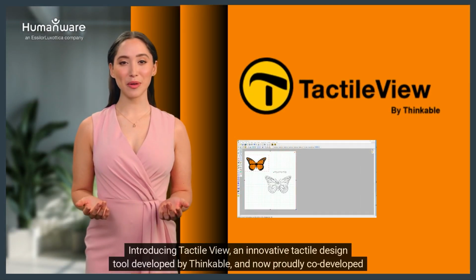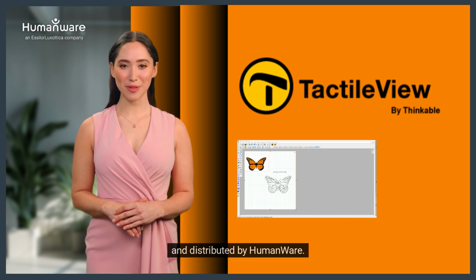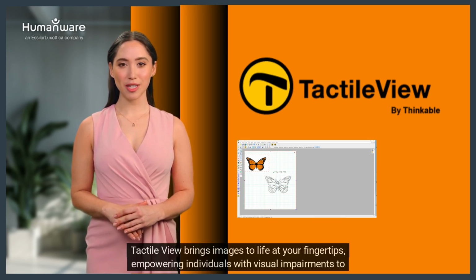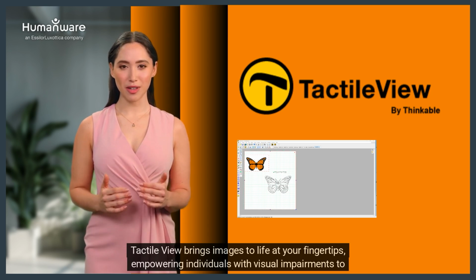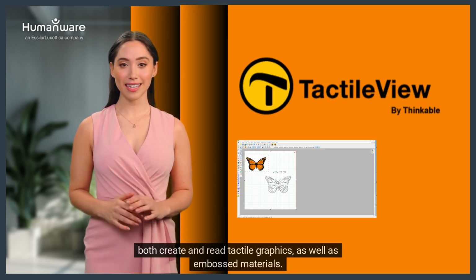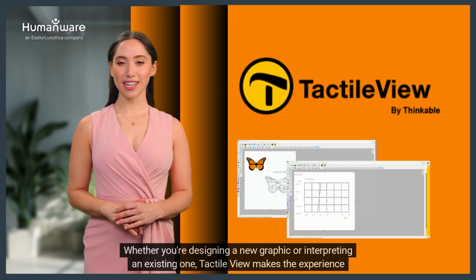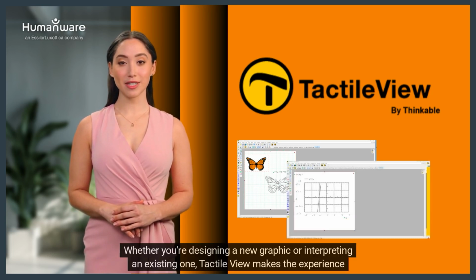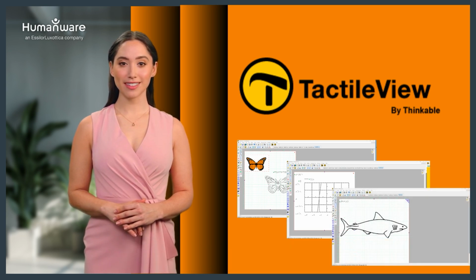Introducing TactileView, an innovative tactile design tool developed by Thinkable and now proudly co-developed and distributed by Humanware. TactileView brings images to life at your fingertips, empowering individuals with visual impairments to both create and read tactile graphics, as well as embossed materials. Whether you're designing a new graphic or interpreting an existing one, TactileView makes the experience seamless and accessible. Let's take a closer look.